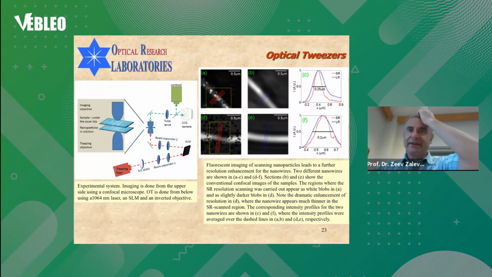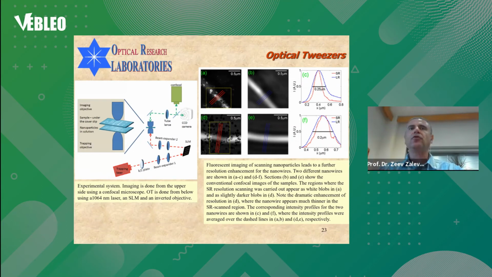Now, when we allow the nanoparticles to move by themselves, they move in Brownian motion, and then we do not control their movement. And when we don't control their movement, it takes them more time to scan the full field of view, the full object that we want to super resolve.